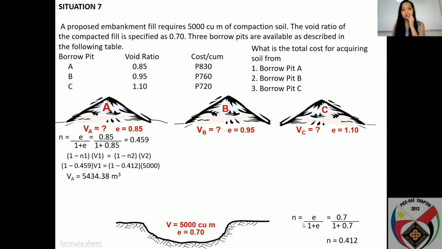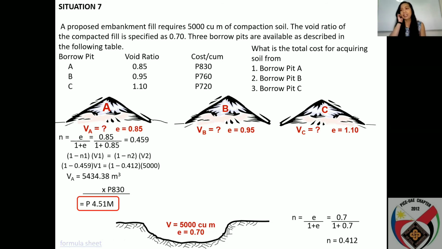Ayan, okay. Ang sabi dito sa third column, my cost is 830. So, multiply ko lang itong 5,434 sa 830. And I will have how much? 4.51 million pesos. Ayan. Correct, Engineer Bernard Dasas. Bigyan ng jacket.